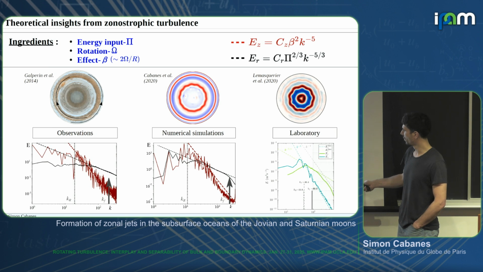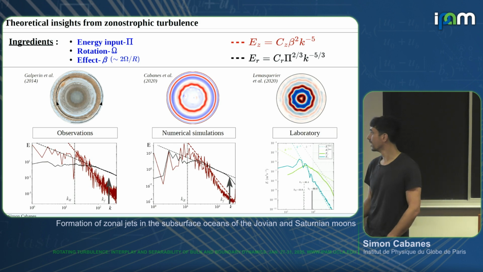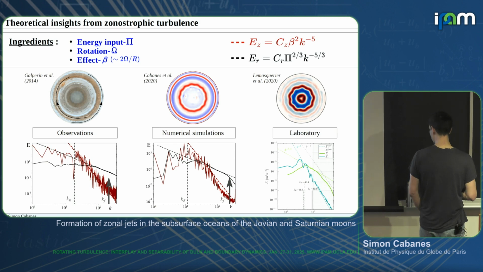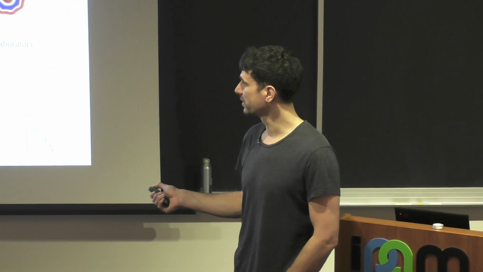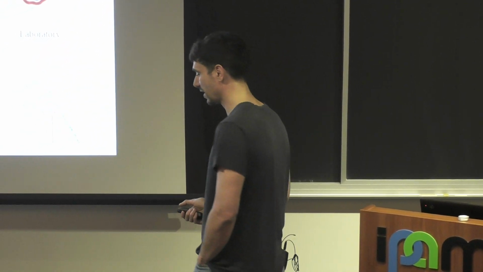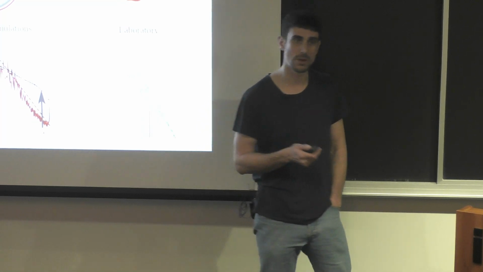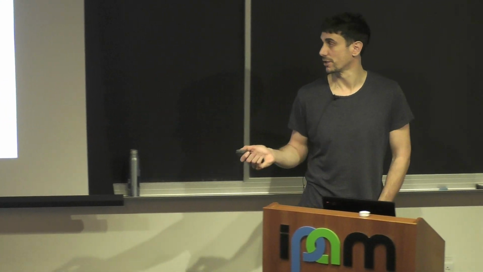And the Rhines scale here points in the direction of the maximum of zonal energy. So just to say here that it's a pretty robust theoretical scaling that works in different setups, even in the observations. And now we want to know if we can apply that to the subsurface ocean.